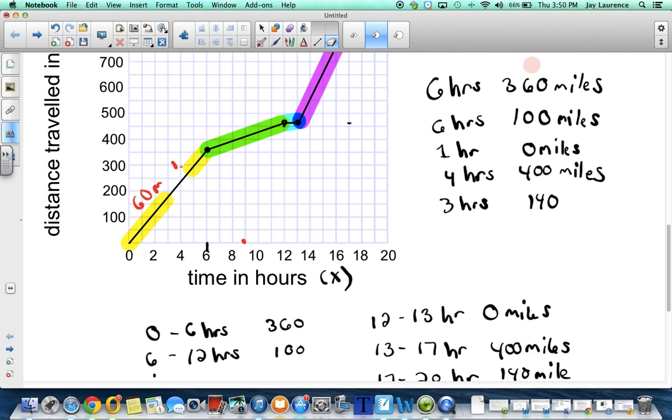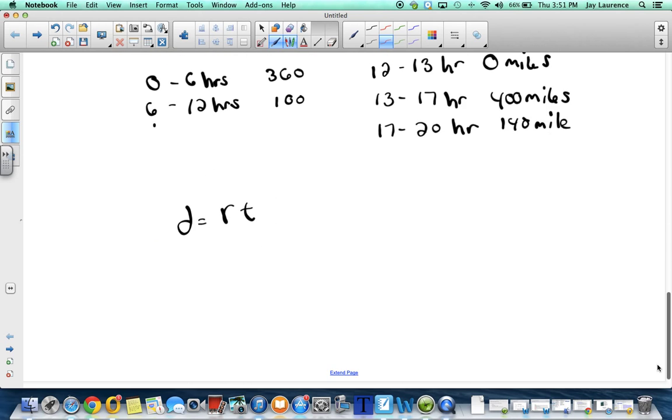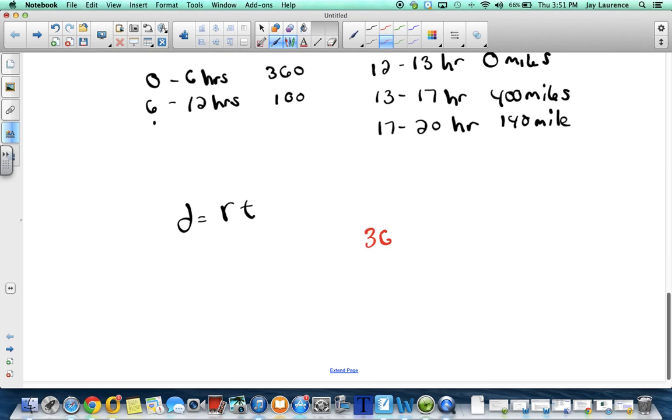Oops, I didn't mean to erase that part. Per hour. Okay, you just saw me go 360 equals R times 6. And I divided by 6 on both sides, right? What's 60? It's a distance. What's our distance in this one? It's miles. And what's the 6? Well, it's hours. It's our time. Do you know how to read this? Miles per hour.